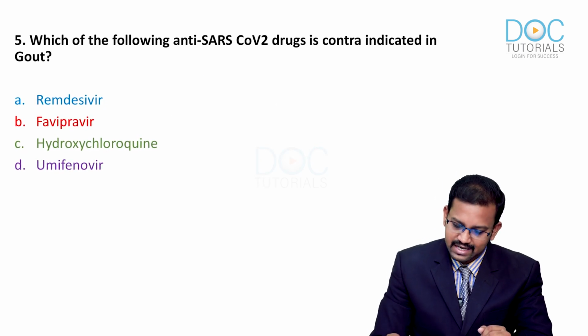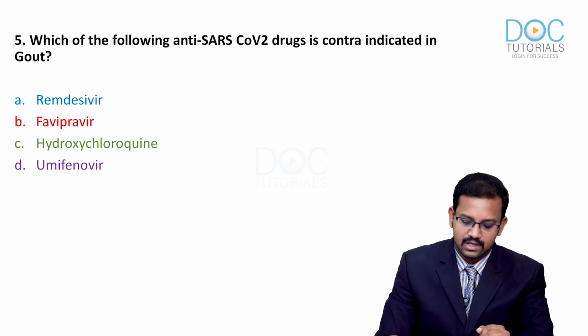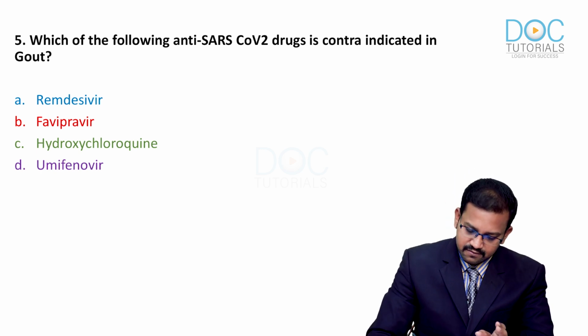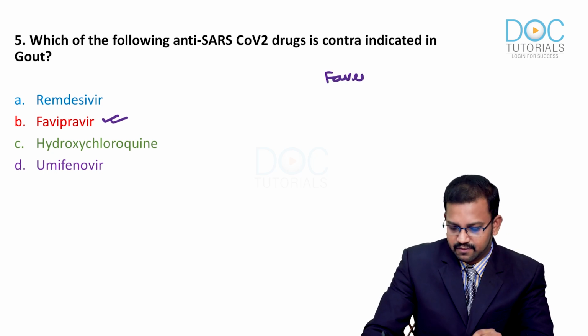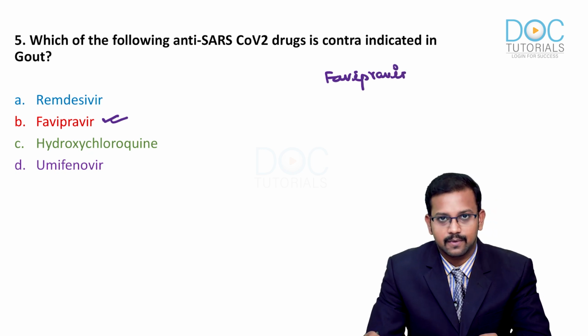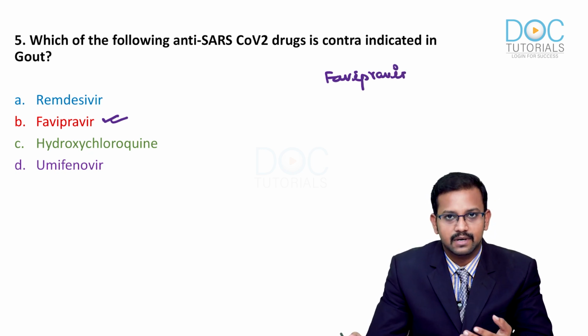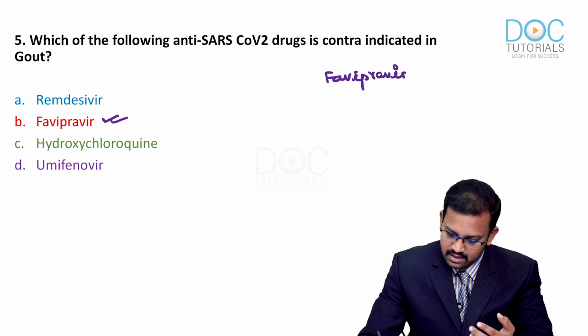Which of the following anti-SARS-CoV-2 virus drugs is contraindicated in gout? The answer for this question is Favipiravir, guys. Why is it? Because Favipiravir, we know the mechanism, right? It is going to inhibit RNA-dependent RNA polymerase. How is it going to get metabolized and excreted? What's the fate of it?